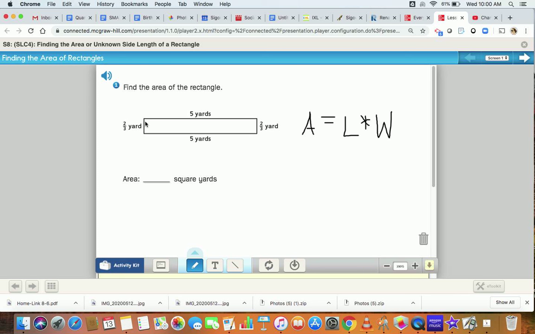Because if you remember when you were younger and you had to do the cubes inside there, you would do one length times one width to get the number of cubes that were in there. So if we have a length of 5 and a width of 2/3, then you would plug it into your formula, and the area would be equal to 5 times 2/3. Now we know when we multiply, we take our whole number times our numerator, which would be 10, and our denominator is thirds. So 10/3. Okay, let's go on to the next one.